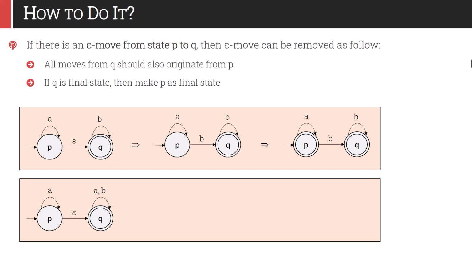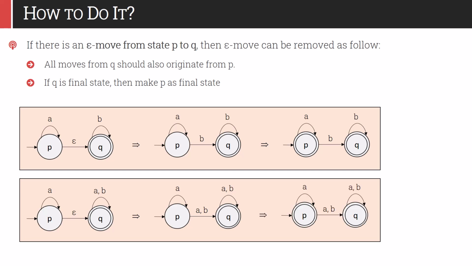Here we have two transitions on state Q. They are originating from Q and they are remaining on Q. So as a first step, we have to replicate all the moves of Q and they should originate from P. So it looks like this, where we have to originate two transitions from P for input alphabet A comma B, and it should point to Q because the transitions from Q are pointing to Q itself. And finally, Q is a final state, so we have to make P also final. So this is how we can convert any epsilon NFA into NFA.